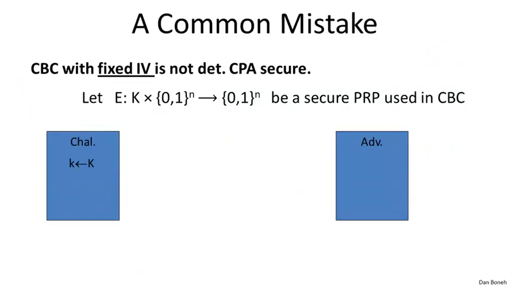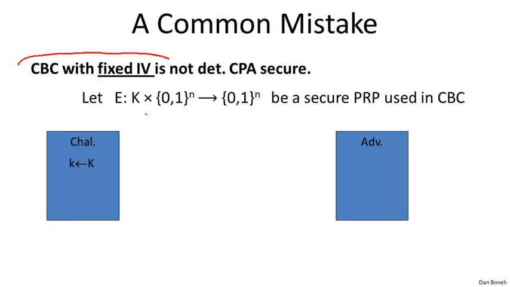So the first thing I want to do is show you that cipher block chaining with a fixed IV, in fact, is not deterministic CPA secure. And this is a common mistake that's used in practice. There are many products that should be using a cipher that's deterministic CPA secure, but instead they just use CBC with a fixed IV and assume that that's a secure mechanism. And in fact, it's not, and I want to show you why.